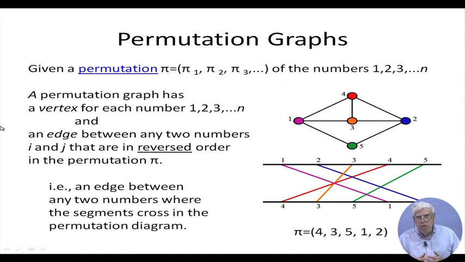Now I'd like to move on to permutation graphs. Permutation graphs are a kind of intersection graph, and we'll define them as follows. Let's take a permutation pi of the numbers 1 through n and define its permutation graph as follows. For each of the numbers 1 through n, I will take a vertex of my graph, and I will create an edge when any two numbers are reversed in their order by the permutation.